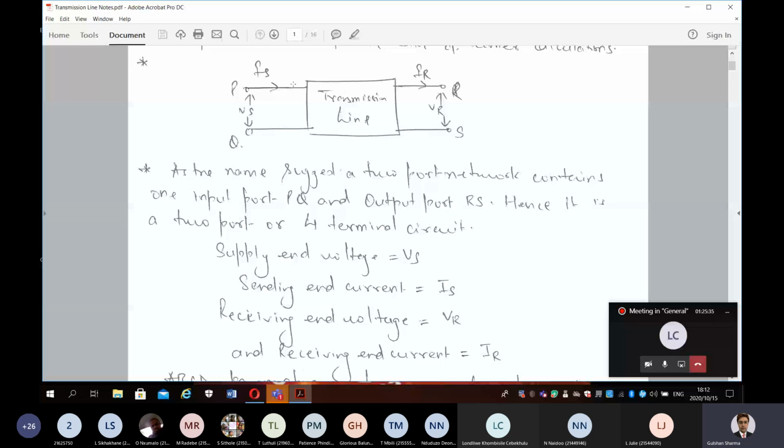That is the beauty of the ABCD parameters, because sometimes transmission lines are 1,000 kilometers long, so it is difficult to calculate all the parameters. That is why we need certain constants to calculate the voltage, losses, efficiency, and voltage regulation. There are so many things. We'll discuss all those things now.